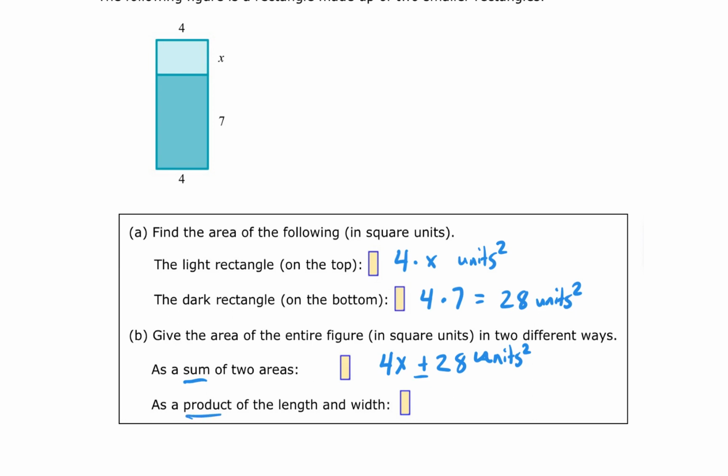The second one says the product of the length and the width. We have the width is 4. The length, though, is x plus 7, so I need to put that in parentheses, x plus 7. This will again be square units. I can double check to make sure these have the same value. 4 times x is 4x. 4 times 7 is 28. So we've confirmed that our two answers are correct.